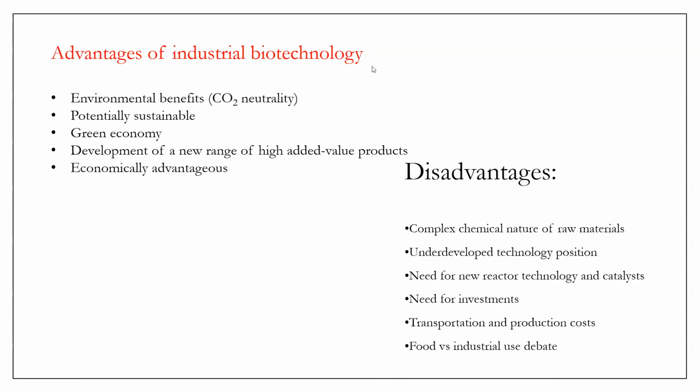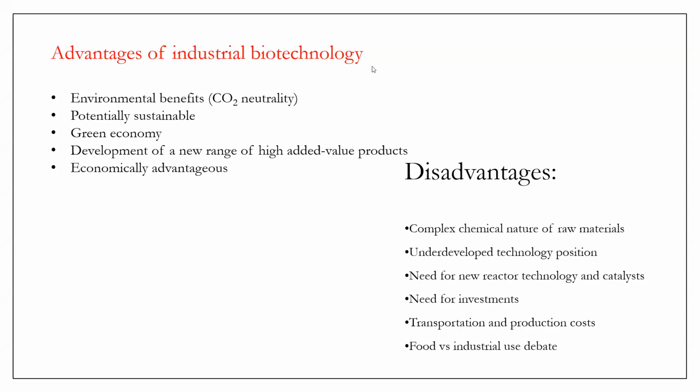Another drawback is that you need a lot of investment, and it is time-consuming. And why are new investments required? Because chemical industries are already working with their existing systems, and if they want to use this industrial biotechnological route, they have to set up a new reactor technology and a new technology based on their catalyst. There are also transportation and production costs related to raw material transportation.